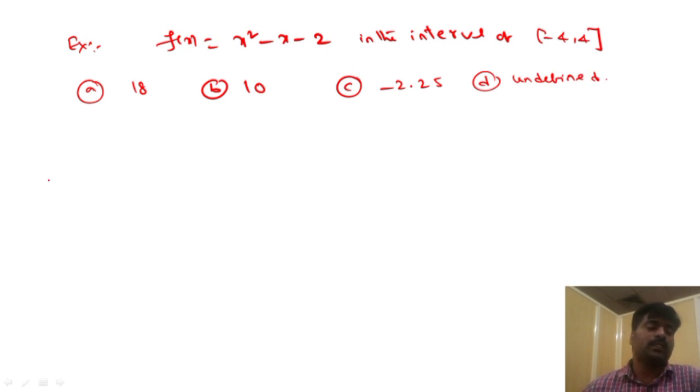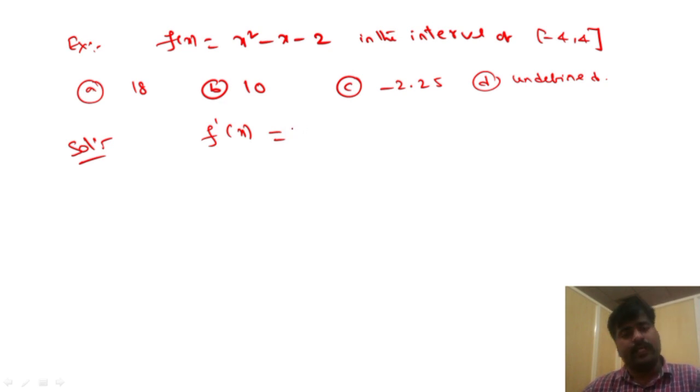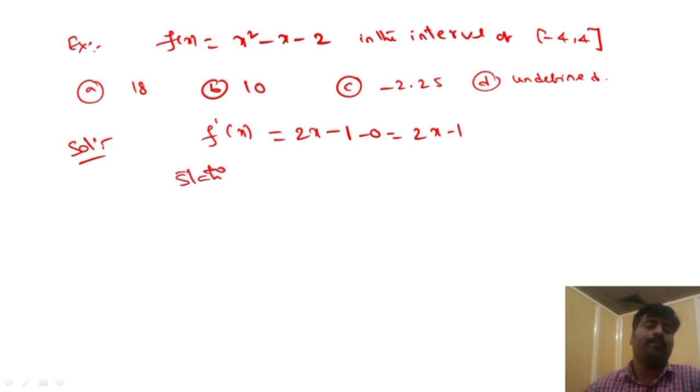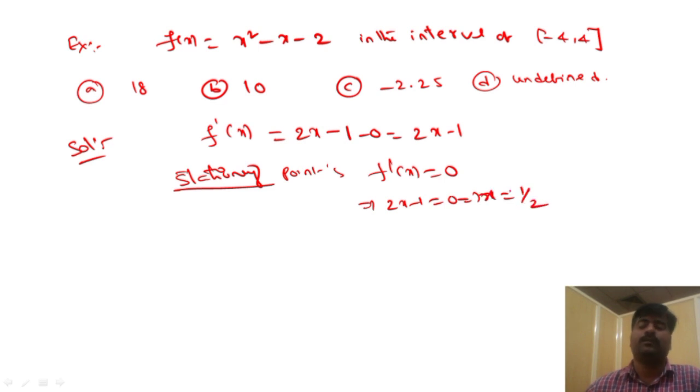For this, the first step is finding f'(x). The derivative of x² is 2x, the derivative of x is 1, and the derivative of 2 is 0. That will be 2x − 1. For stationary points, we set f'(x) = 0, which means x = 1/2.